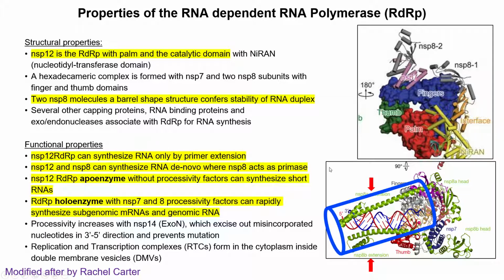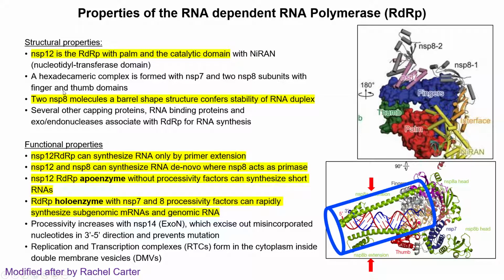Okay. So here is the RNA-dependent RNA polymerase, some of the properties, and some of them have already been discussed. The core RDRP is the NSP12 with a catalytic domain, which does have this nucleotide transferase domain. NIRAN is just a jargon, but this is basically where the reaction site is. And all of the polynucleotide polymerases that we have seen, DDRP, DDDP, RDRP, including RT, all of them have that nucleotide transferase domain, or the NIRAN. And it is in the palm region right here. You can easily see that.